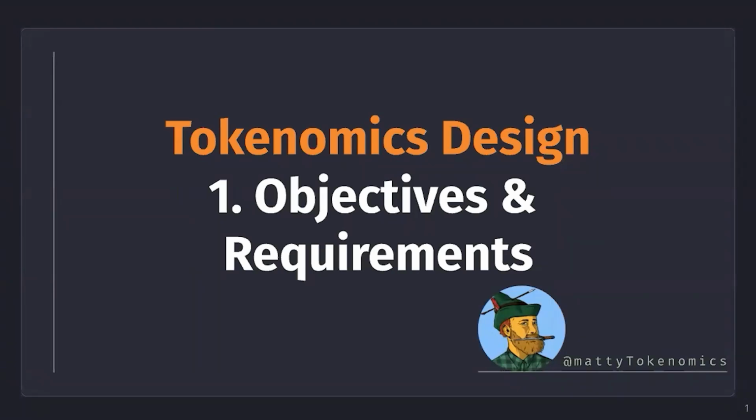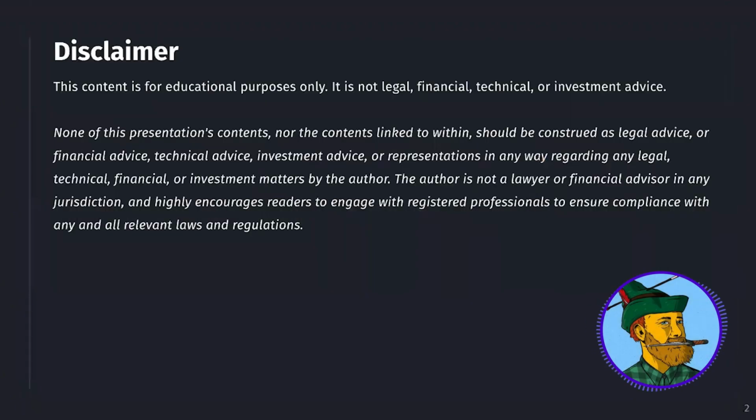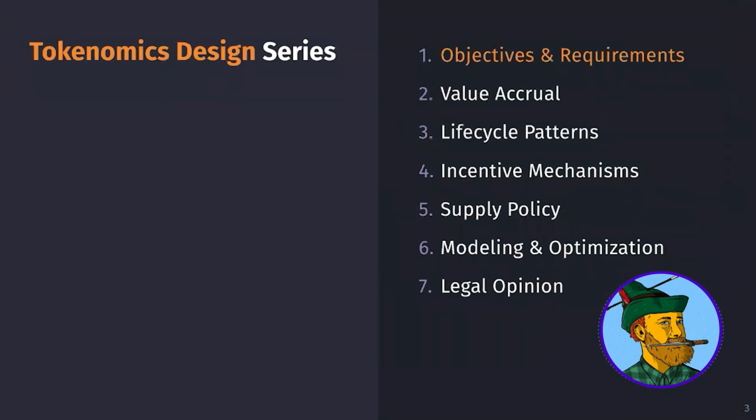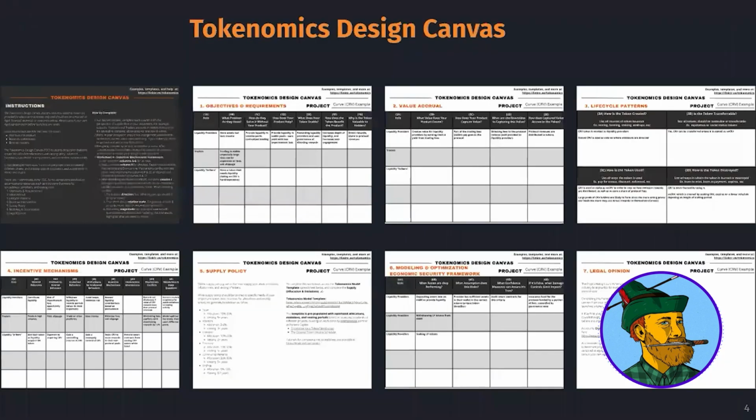The first step in our 7-step process to designing our tokenomics is setting the objectives and requirements. As a reminder, this is for educational purposes only. It's not legal, financial, technical, or investment advice. Again, this is the first step out of 7, and we're going to go through each step video by video, step by step, as we complete this design process.